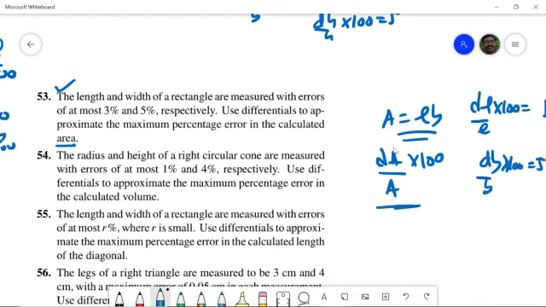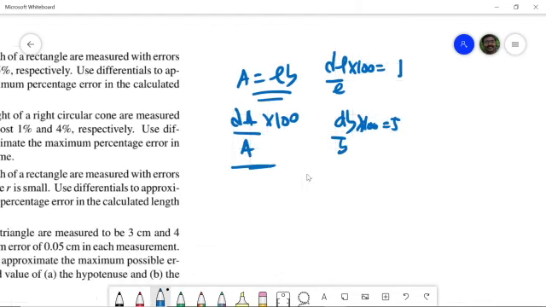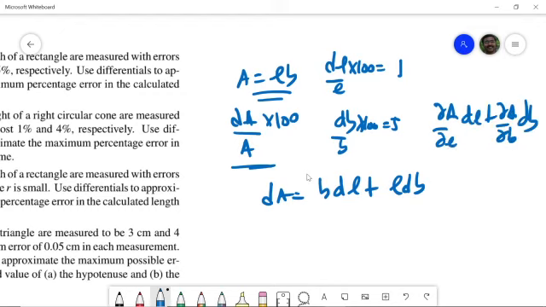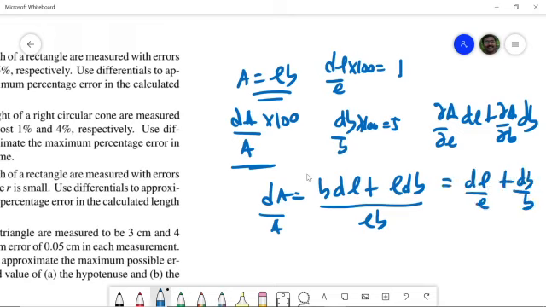So we will apply the results here. Let us try to do this problem also. So what is dA? First of all, you differentiate it with respect to L. So it is B dL plus L dB. Okay, so first you write dA is dou A by dou L into dL plus dou A by dou B into dB. So this is B dL plus L dB. Okay, so I need dA by A, so I'll divide it by A. A is actually LB. So you will get dL by L plus dB by B, by cancelling out the factors.